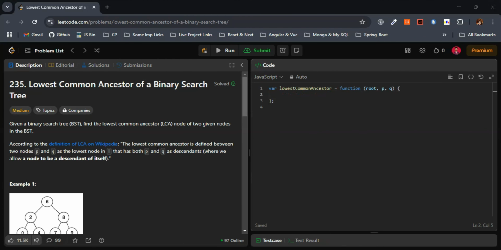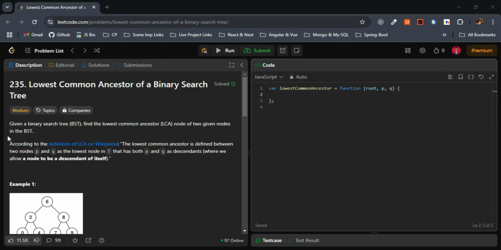Hello everyone. Today let's solve problem number 235, lowest common ancestor of a binary search tree. Let's see what the question states. You can go through the question along with the example and try to understand it. I'll just summarize the question so that it will be easier to understand.